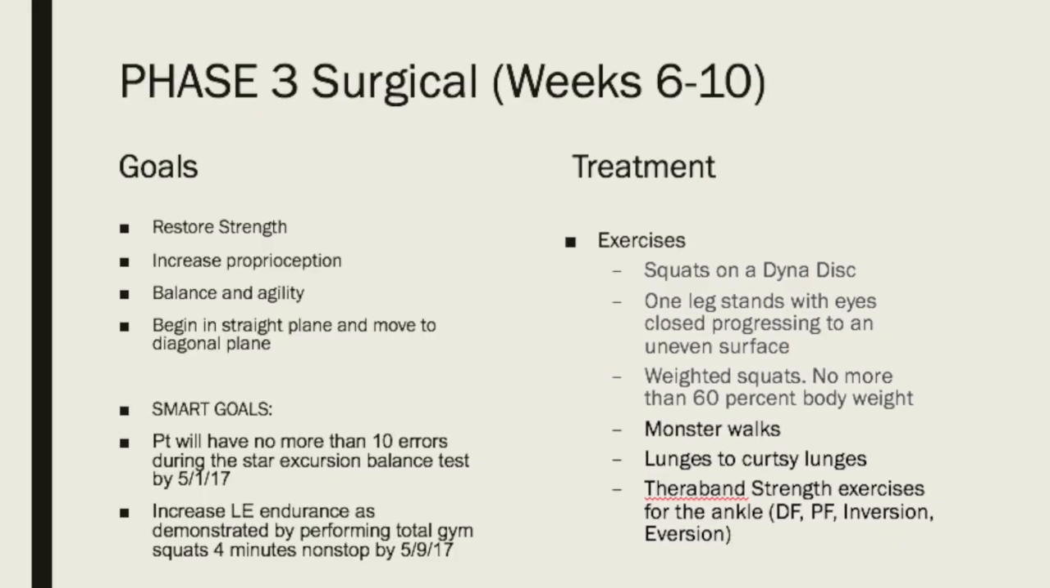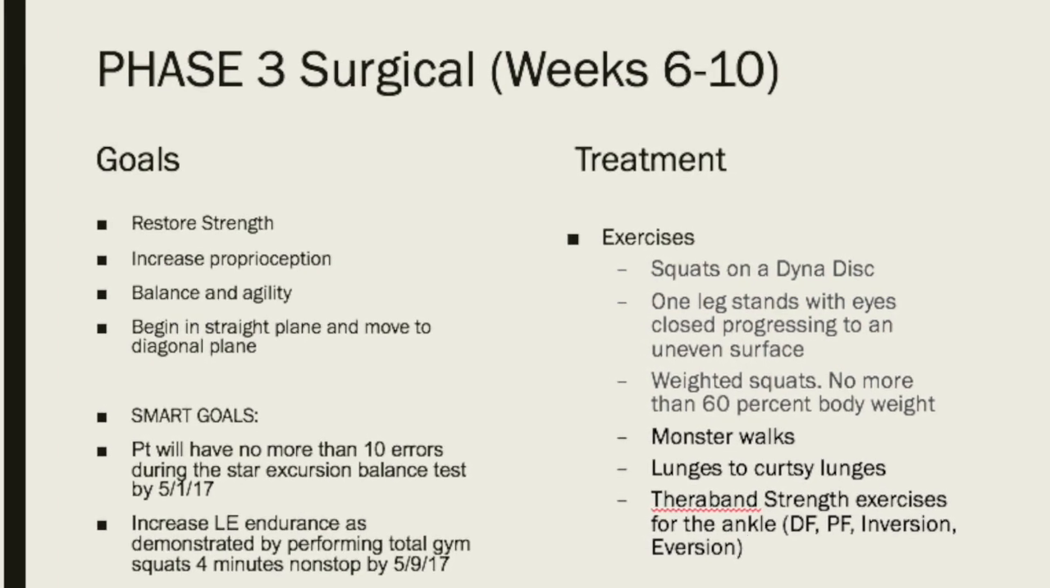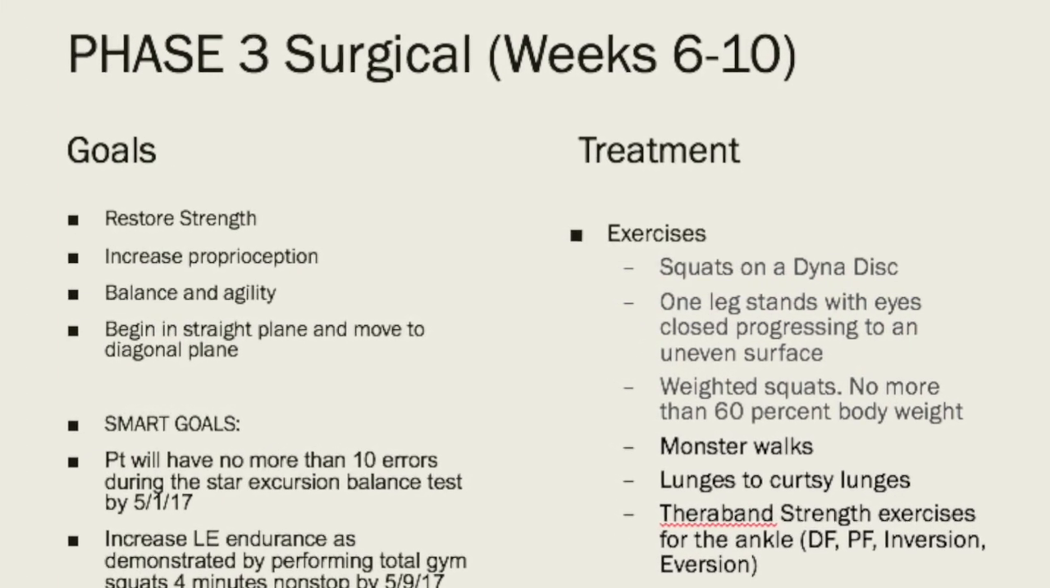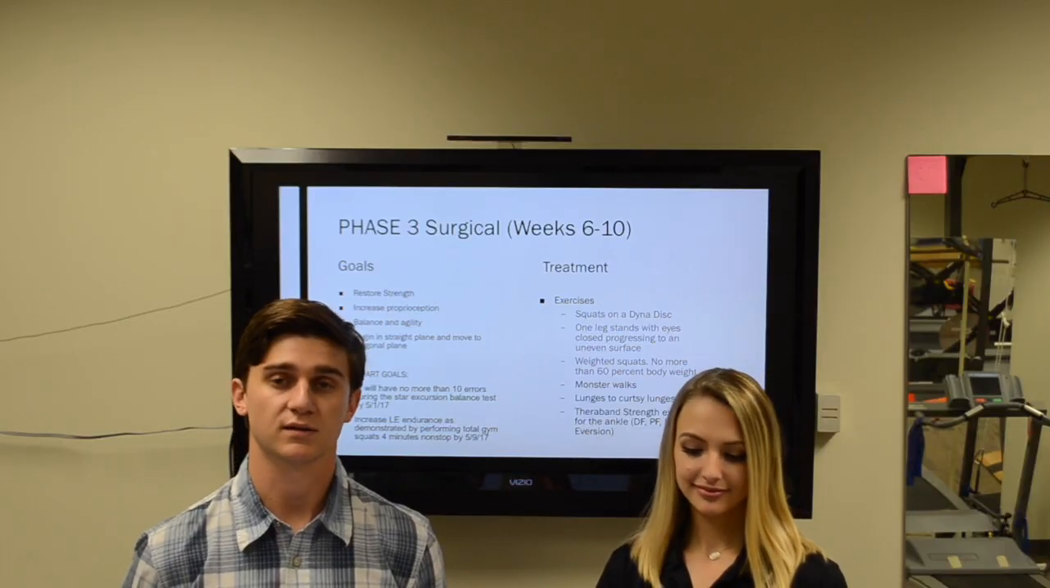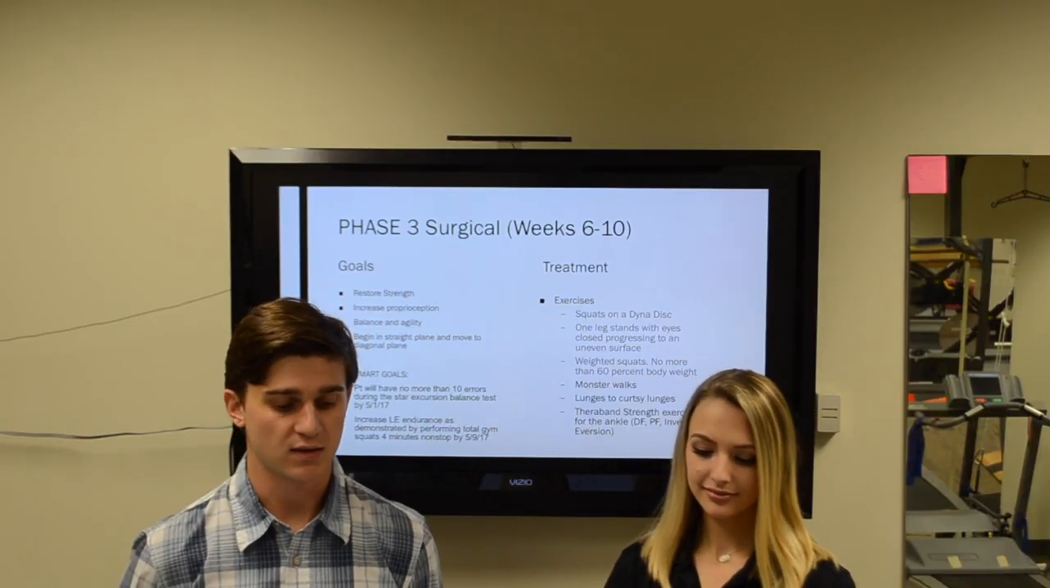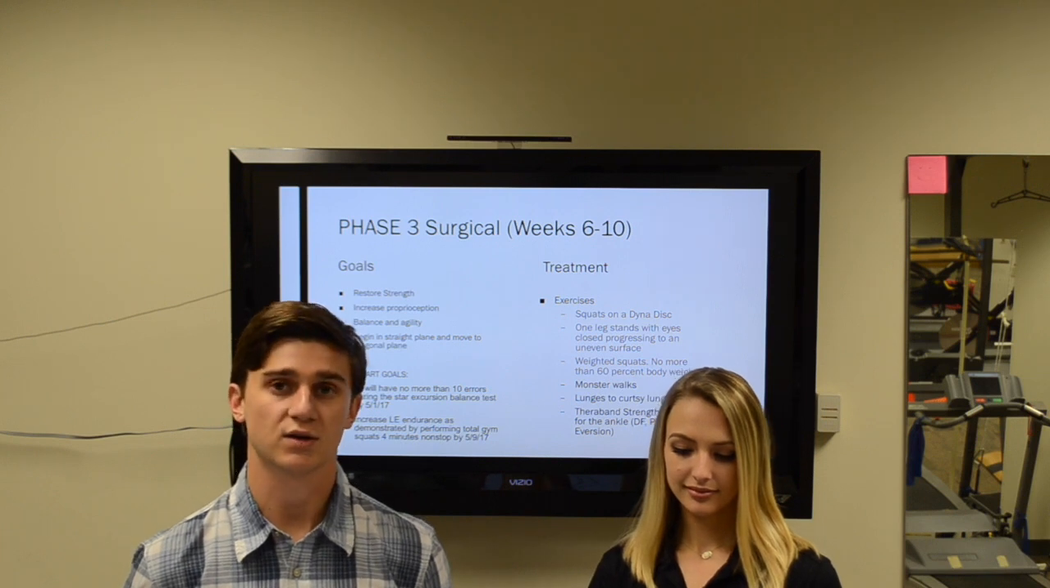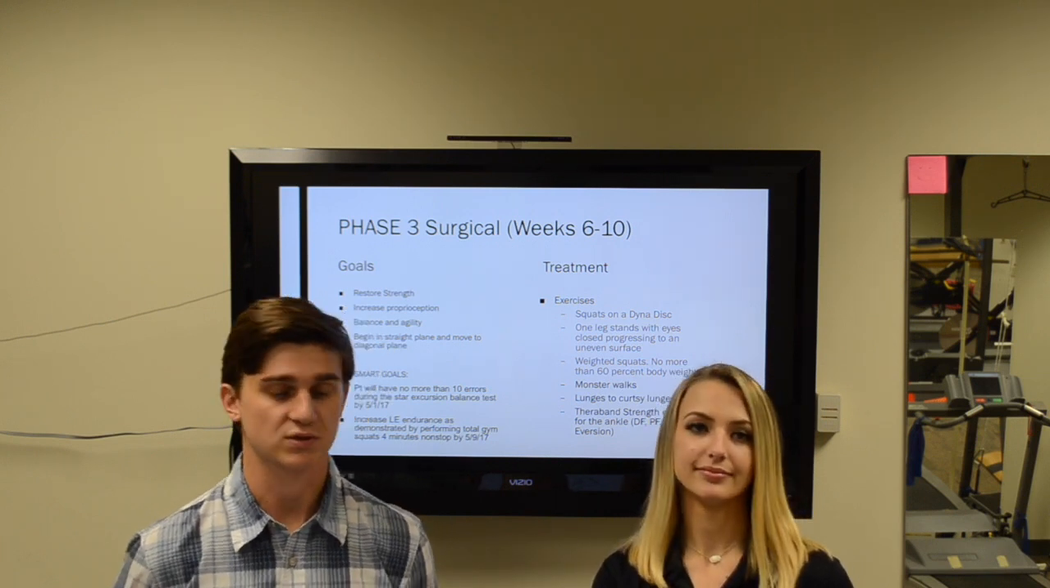Phase 3 is going to consist of weeks 6 through 10. So one thing we're going to be working on is strength and proprioception and things of that nature. So we're going to be doing monster walks, lunges with curtsy lunges, and then we're also going to be working on squats on a Dynadisc. That'll really help the proprioception as well.